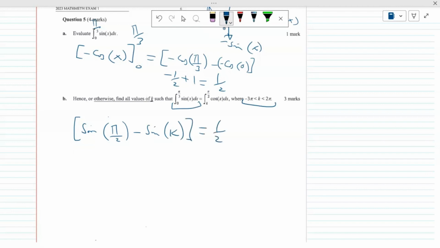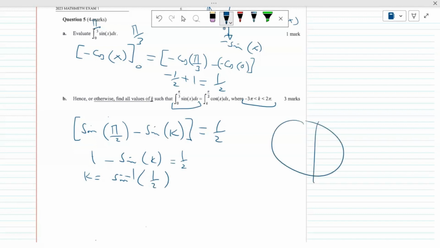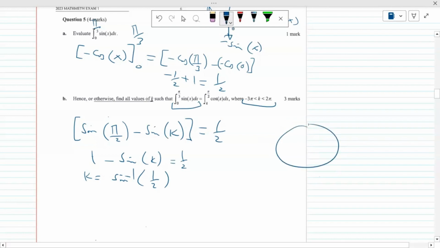So sine half pi, that's 1, minus sine k equals a half. So if I take this, that's going to be negative a half, so k equals sine inverse a half. Yeah. So now we know, back in our unit circle, all right, let me just get a better drawing. A unit circle here. We know that sine is positive in the first quadrant and the second quadrant. So that means sine inverse of a half is actually pi on 6.